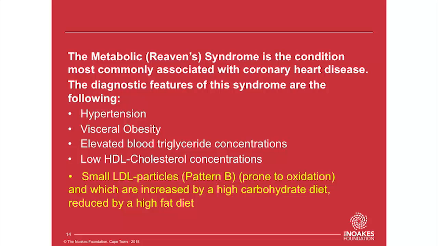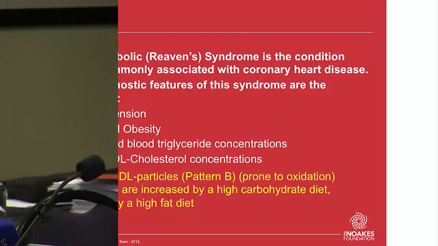In addition, the small LDL particles, which are the toxic atherogenic ones, and we call that pattern B, and these are the lipoproteins, as we mentioned, because these are prone to oxidation, and it's when they become oxidized that they damage the arteries. These are increased by a high carbohydrate diet but reduced by a high fat diet. I'm specifically talking about small LDL particles because we're going to discuss them at length, and because they're completely ignored, although they were recognized by Krauss in the 1990s.